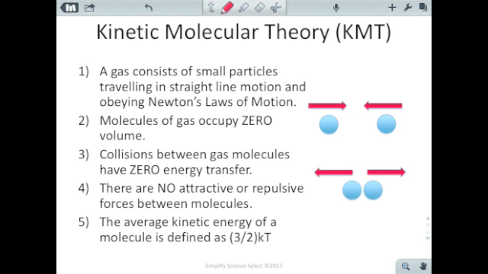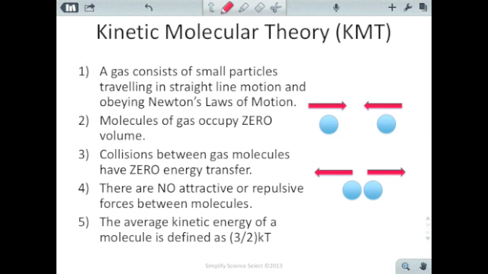The first postulate of the kinetic molecular theory is that a gas consists of small particles traveling in a straight line motion and obeying Newton's laws of motion. Basically, they're moving and they're following all the laws of motion. The next thing is that molecules of a gas occupy zero volume, so they're not going to have any volume. And collisions between the gas molecules have zero energy transfer, meaning when the gas molecules actually collide into each other, one of them doesn't speed up or slow down. They just all stay the same movement.